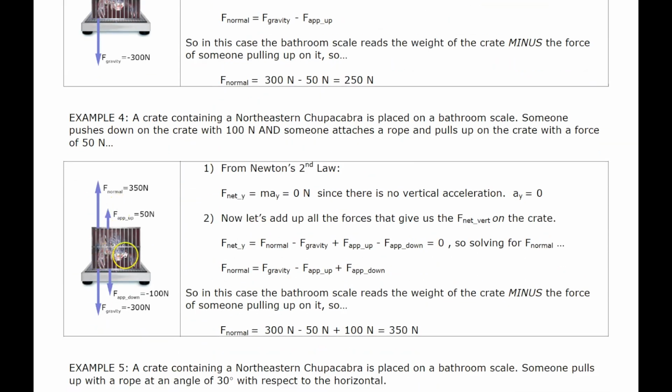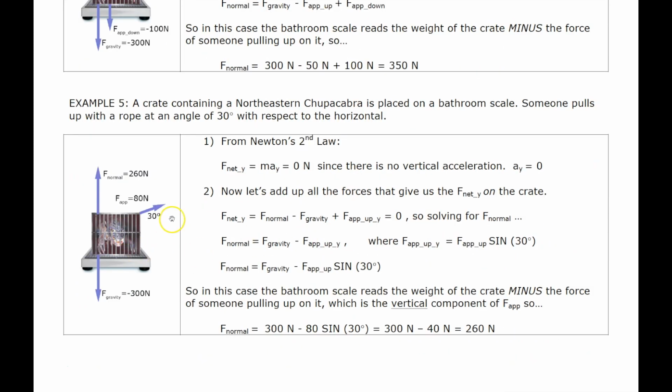In the other case, we have this combination of up and down. What's left on the scale? Well, 350 newtons. That's what the scale would read. And then, of course, we have an angle. We need to bring back trigonometry. If that's the case, it's the opposite side of this triangle, 30 degrees. And that's how much we found out the sine of 30 degrees. That's the component, the amount of force that would be upwards, 80 times sine of 30.